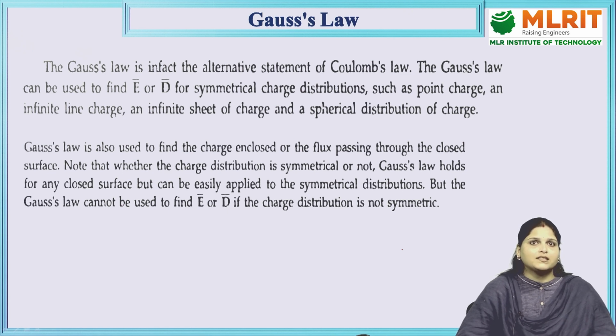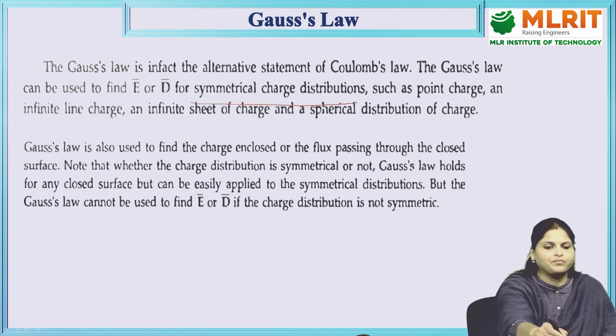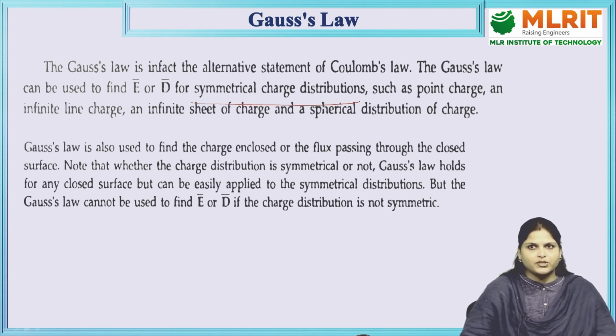Gauss law is the alternative statement of Coulomb's law, right? And this can be used to find electric field intensity and flux density for symmetrical charge distribution. This symmetrical charge distribution can be a point charge, infinite line charge, infinite sheet of charge, as well as spherical distribution of charge. Gauss law is also used to find the charge enclosed or the flux passing through the closed surface.